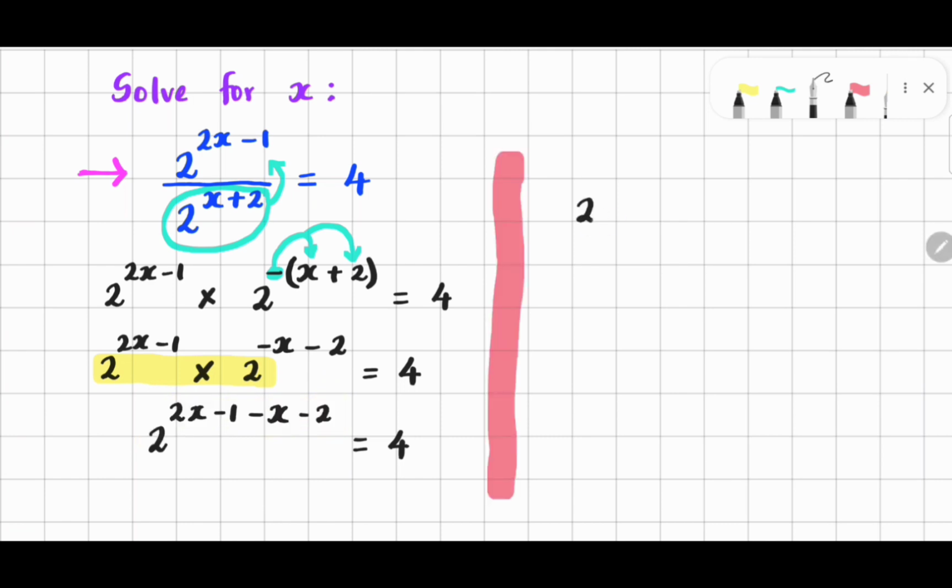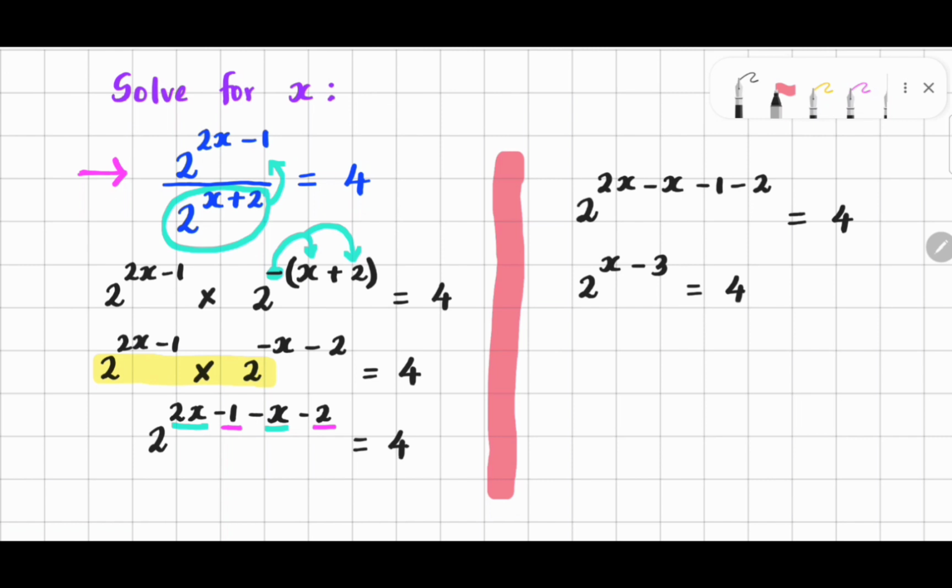Now, grouping the x terms first, which are 2x and minus x. Then the constant terms that are -1 and -2. So 2x minus x equals x and -1 minus 2 equals -3.